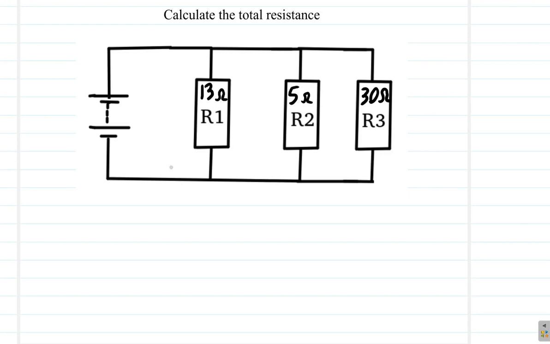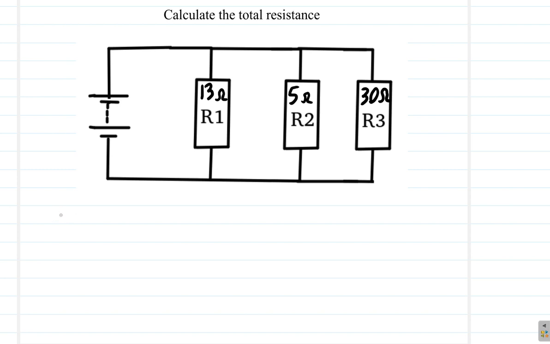We are to calculate the total resistance of these three resistors in parallel. We have a DC source. I did not specify a voltage because we will not be using that. Now, we have R1 being 13 ohms, R2 being 5 ohms, and R3 30 ohms.